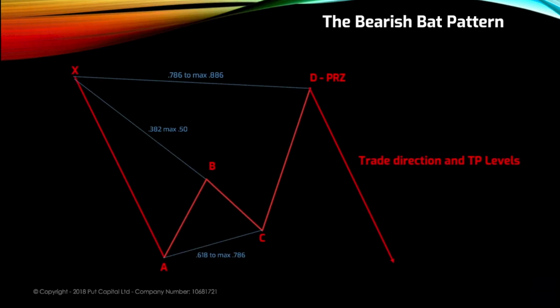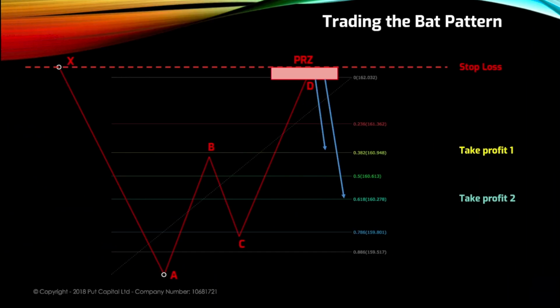So, let's look at how we trade it then. Right. Trading the back pattern. We'll leave it bearish because that's the last pattern we looked at, so it makes it easy. Right? The pattern is drawn. I'm not going to dwell on that anymore.